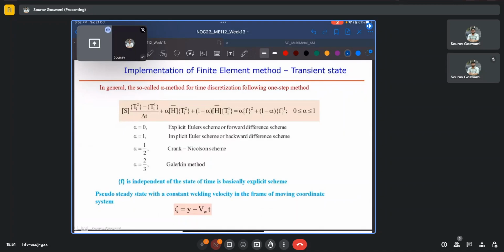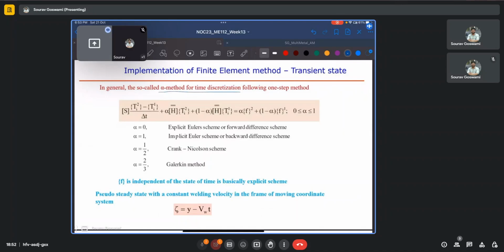And so a very generalized formulation is shown here, which is called the alpha method for time discretization. It's a one-step method. So here you have the entire equation, and depending on the value of alpha, which will be dictated by the choice of the scheme that we are using, we can achieve different levels of approximation. Of course, each of these schemes comes with its own set of advantages and disadvantages. Say one might be very easy to implement, but not very accurate. The other might be accurate, but it might be computationally very expensive.